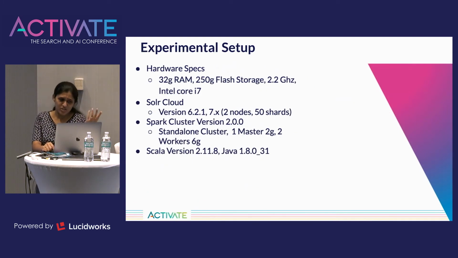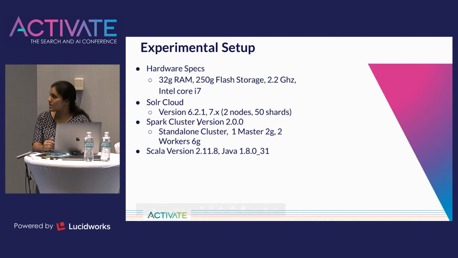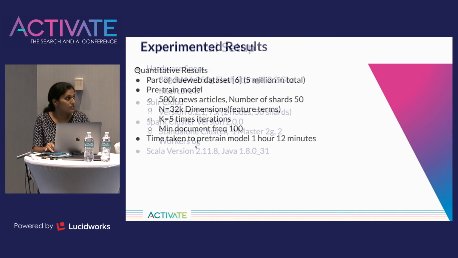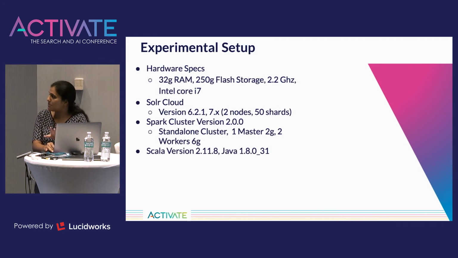So the hardware specs were just 32 GB RAM, 2 nodes with the i7. It's just 2 laptops at home that I experimented on back in 2016. And then the Solr Cloud version was 6.2.1, which also supports 7.x. The Spark cluster version was 2.0.0. It was a standalone cluster with 1 master, allocated 2 gigabytes, and then 2 workers. Just Scala and Java, just because Spark needs those specific versions. So that's the experimental setup that I had.